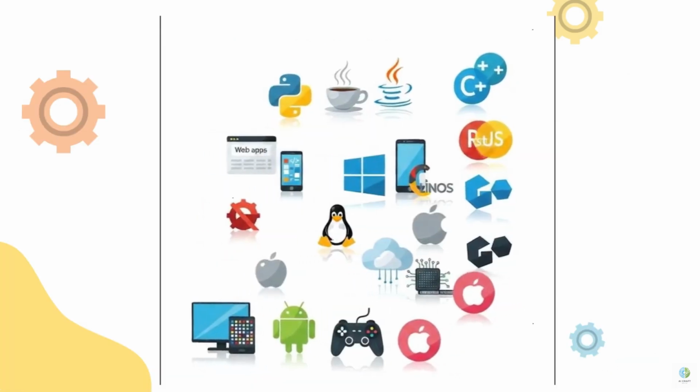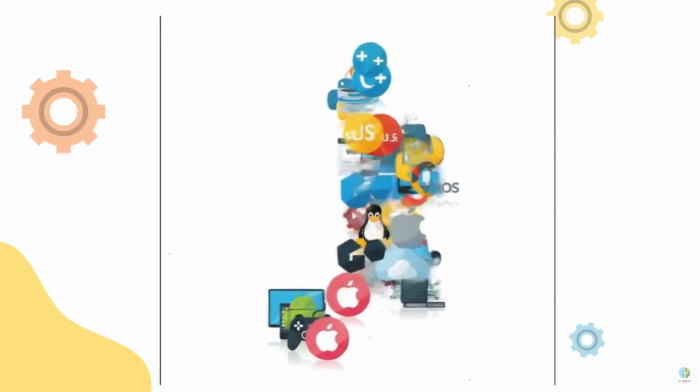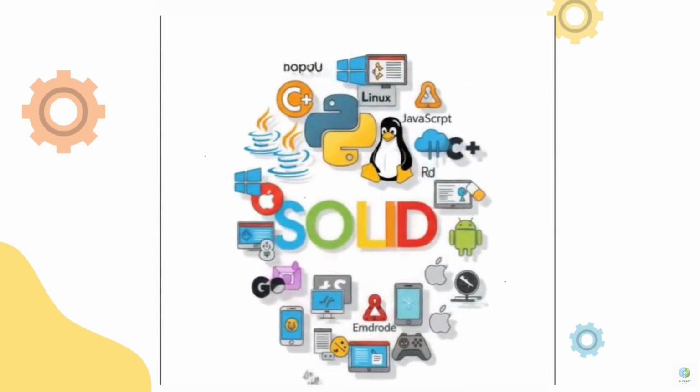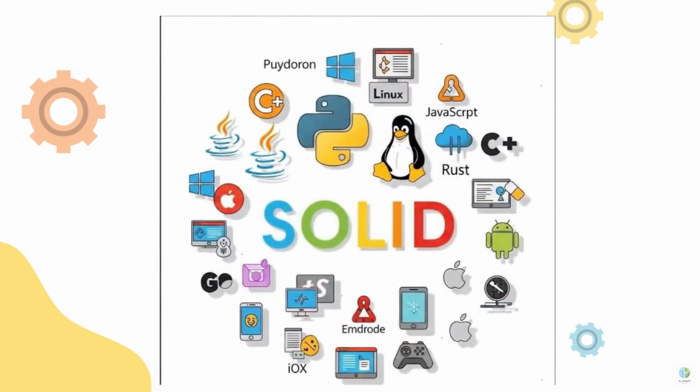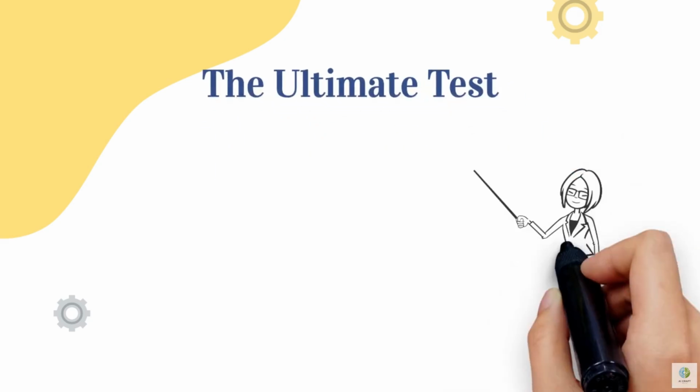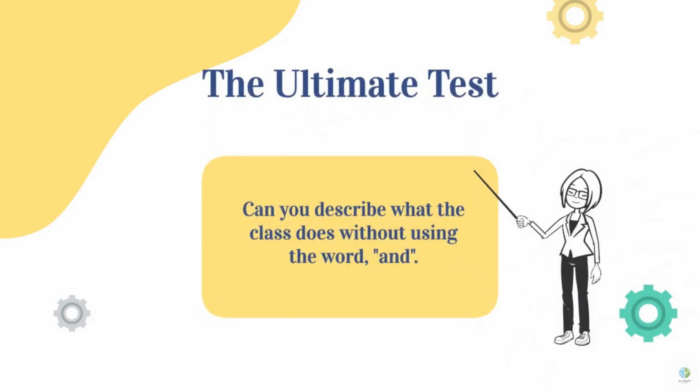This idea of separating responsibilities applies to all kinds of code, even in languages that don't use classes. The ultimate test is this. Can you describe what the class does in a single, short sentence without using the word "and"?